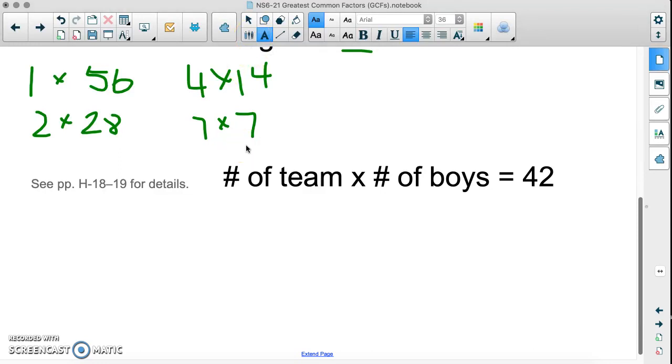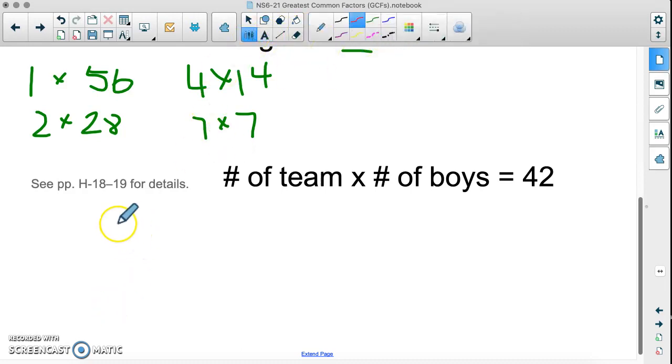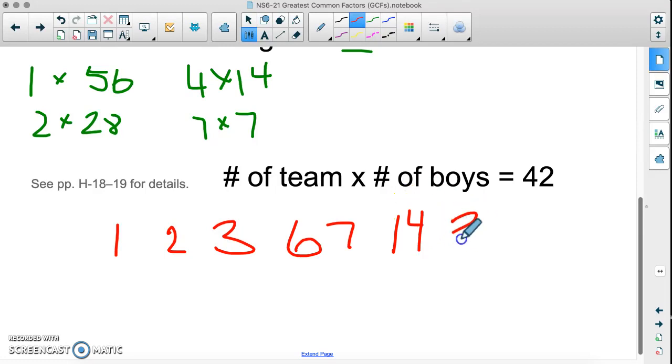We would find that the factors of 42 are 1, 2, 3, 6, 7, 14, 21, or 42 itself. So those would be our possible answers for that.